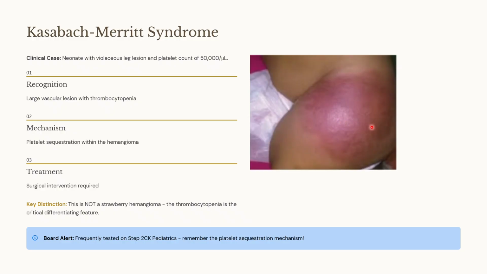What is the treatment? Surgical intervention is required. It looks as if the surgical intervention we need not have to do, but unfortunately surgical intervention is the treatment for Kasabach Merritt syndrome. So here this is not a strawberry hemangioma. You shouldn't confuse this. Strawberry hemangioma will typically resemble a strawberry, and for that if it is asymptomatic we need not do any treatment. But Kasabach Merritt syndrome, since it is presenting with the low platelets because of sequestration of platelets within the lesions, we do have to operate on it.